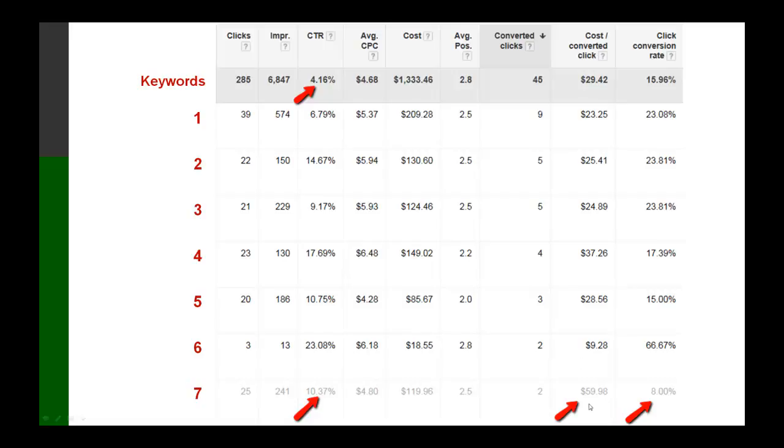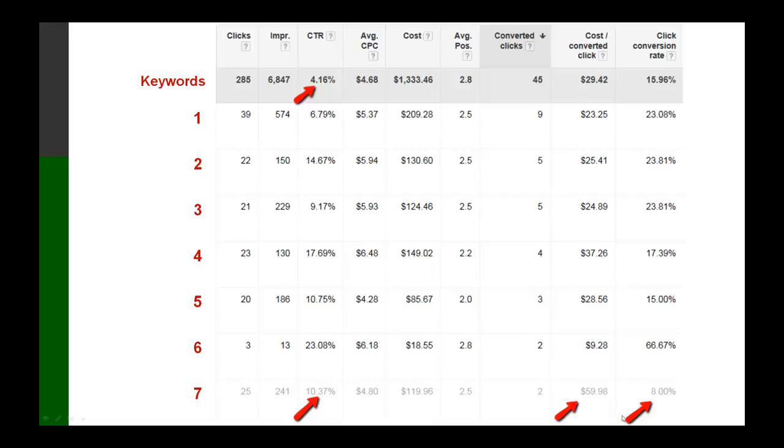the cost for this one is just about twice as much at almost $60, and the conversion rate is less than half of the 16% here, is 8%. So this is a bad keyword. If you let this keyword run, and if you don't have conversion tracking, you don't know, all you would know is, well, gee, I'm getting 25 clicks, that's the second most of all the keywords, and I'm getting a 10.37% click-through rate. That's awesome. This must be a great keyword. Well, it's a loser, and you're wasting money.